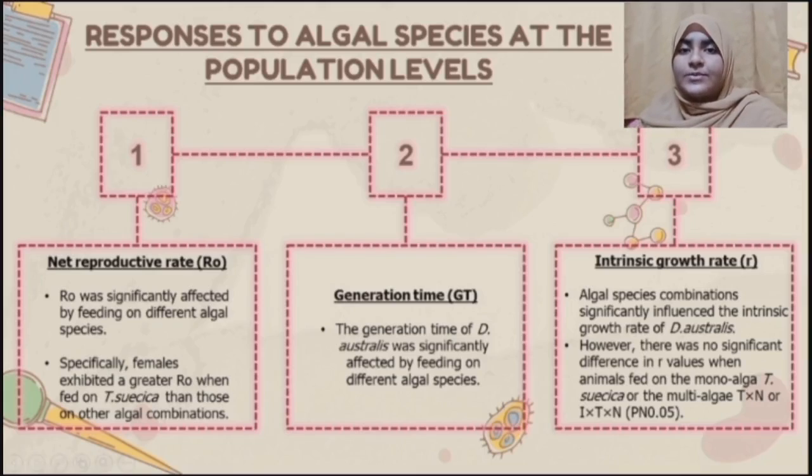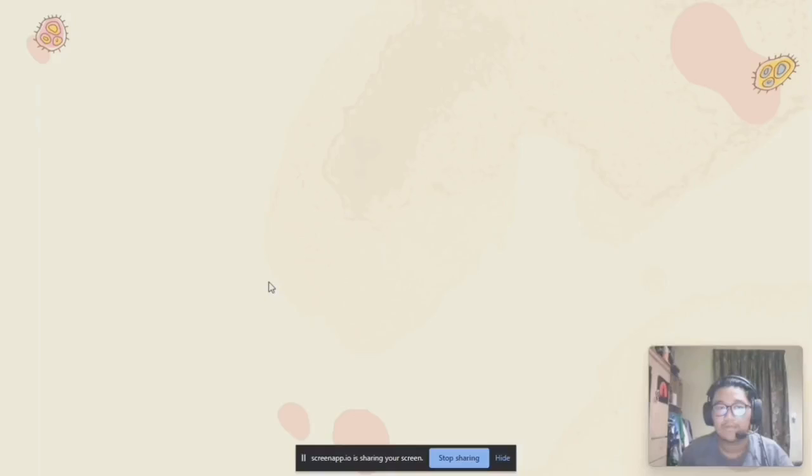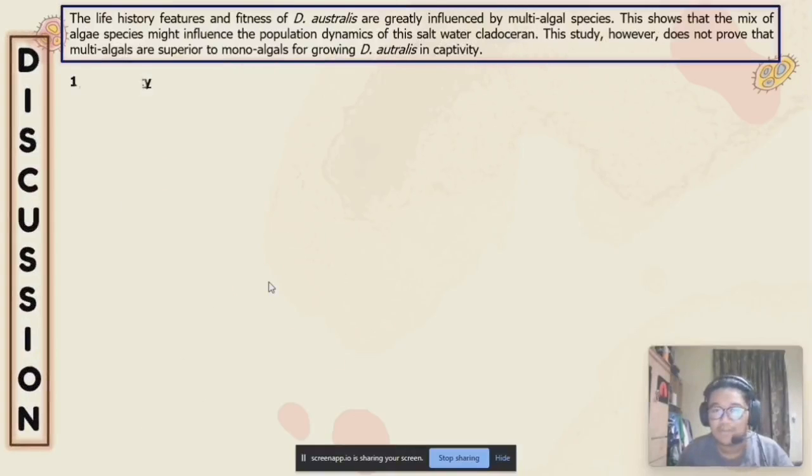The second one is generation time. The generation time of D. australis was significantly affected by feeding on different algae species. The third one is intrinsic growth rate. Algae species combinations significantly influence the intrinsic growth rate of D. australis. However, there was no significant difference in r values when animals were fed on the monoalgae T. suecica or the multi-algae. We move on to discussion.